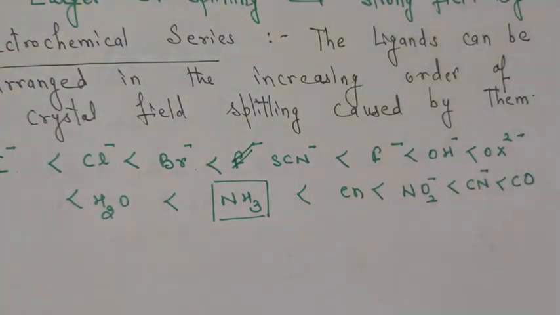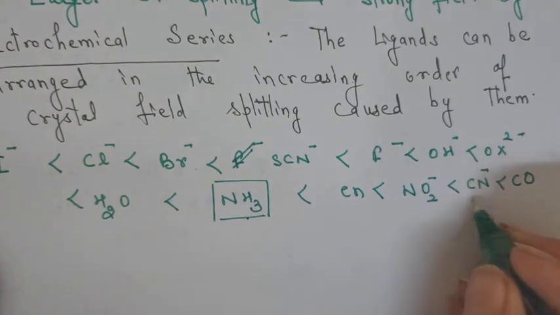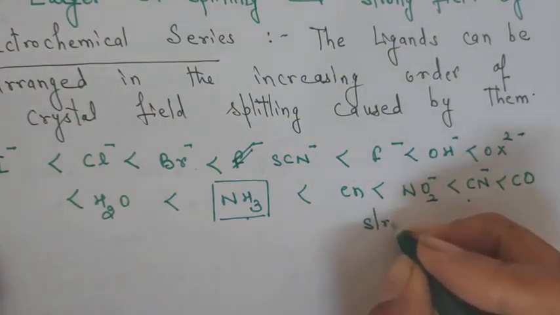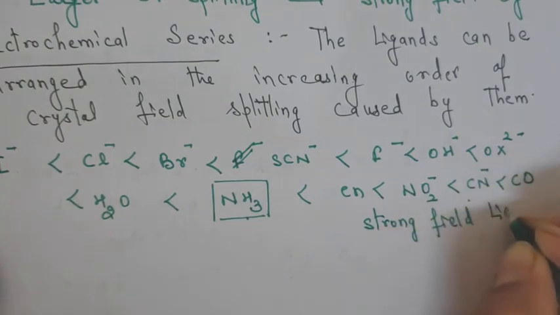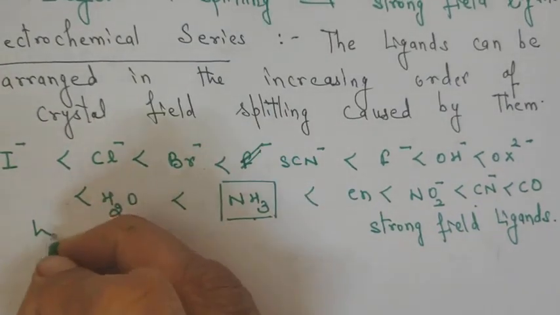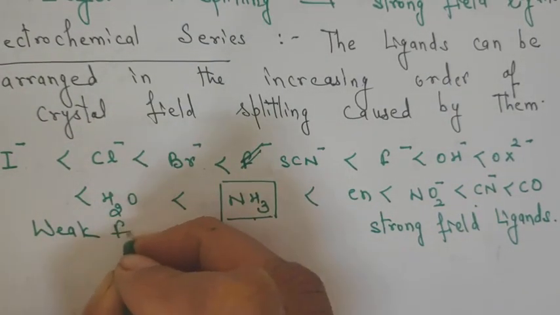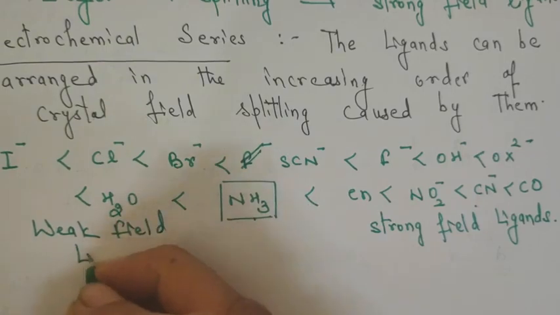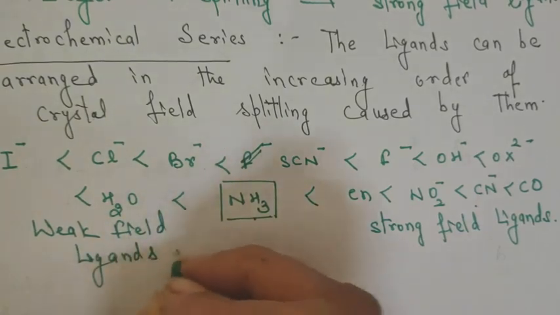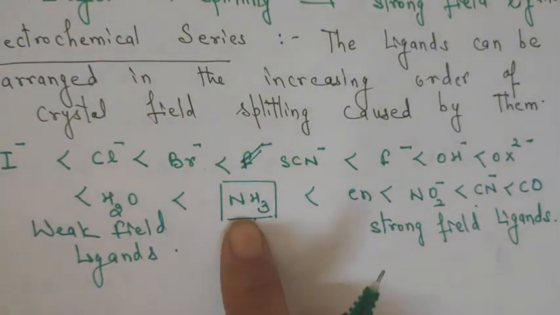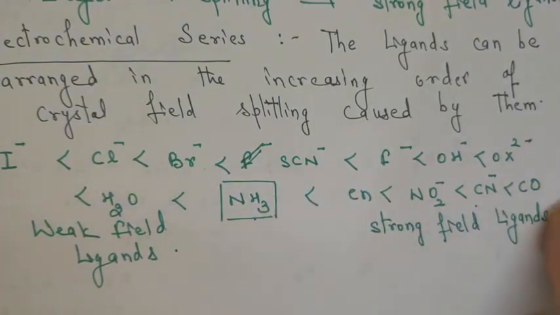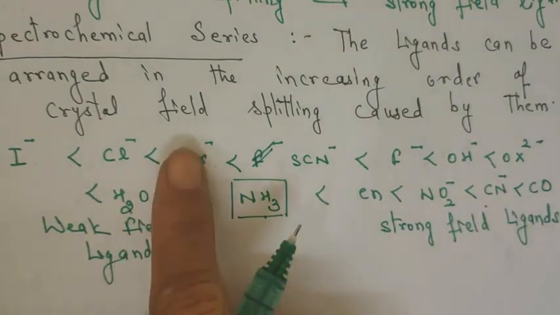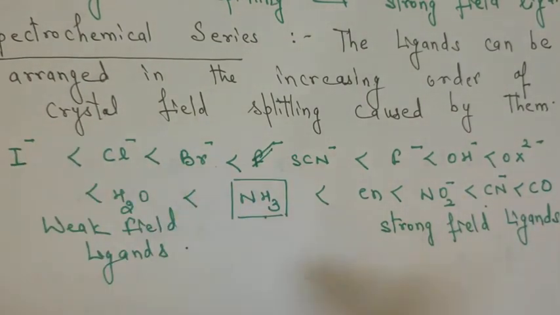So all the ligands which are present to the right hand side of ammonia are called strong field ligands. And the ligands which are present to the left of ammonia are called weak field ligands. As I explained in class, all the nitrogen donors and carbon donors are strong field ligands. Oxygen donors and halide ions are weak field ligands.